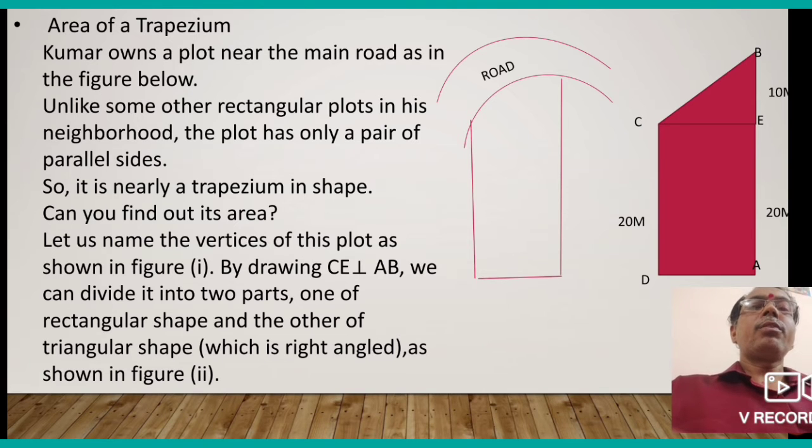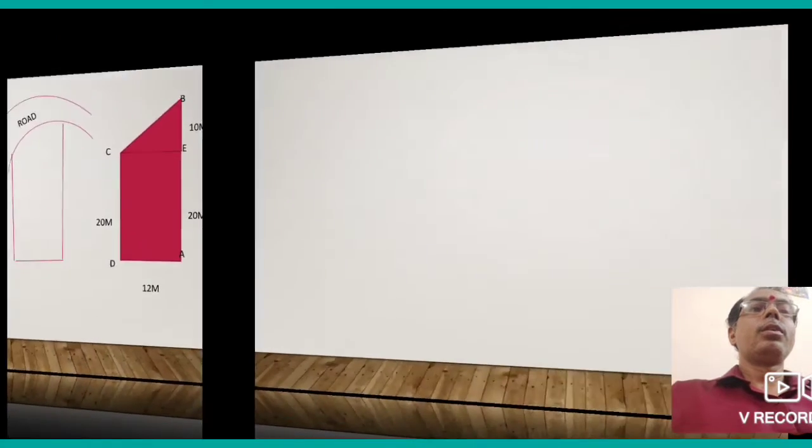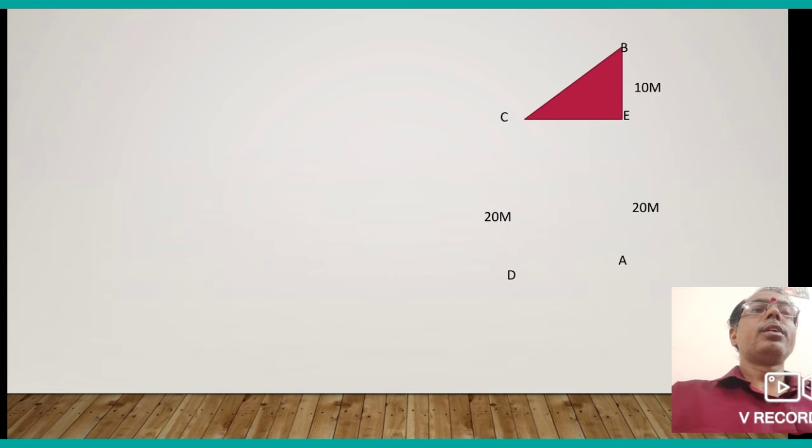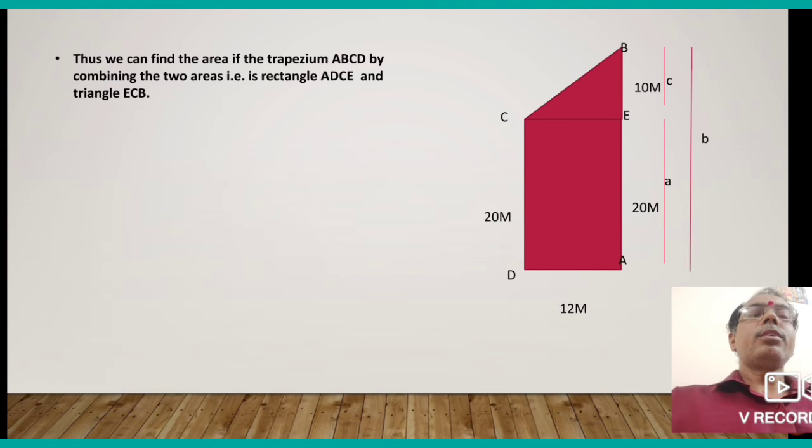Once again, let us name the vertices of this plot as shown in the figure ABCD. In figure 1, by drawing CE perpendicular to AB, we can divide it into two parts, one of rectangular shape and the other of triangular shape, which is a right angle triangle, as shown in figure 2. Now let us try to find the actual area of that trapezium. Here we have a right angle triangle and a rectangle, so we have to add the area of the right angle triangle and the area of the rectangle. By that way we can easily obtain the formula of the trapezium. Okay, this is one of the ways.